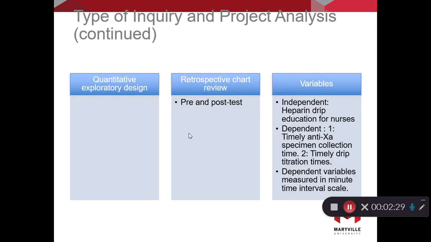This was a quantitative exploratory design project with a retrospective chart review. The independent variable was nurse education. The dependent variables were timely anti-XA specimen collection time and timely drip titration.